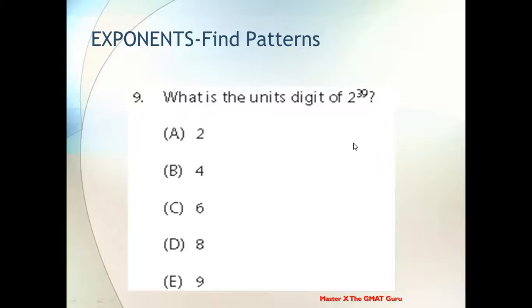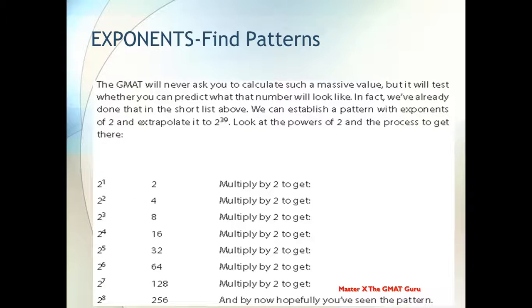But you should be able to solve it using the tactic that I'm going to show you. Now, remember that GMAT will never ask you to calculate such a massive value, but it will test whether you can predict what that number will look like, right? In fact, we have already done this before. We can establish a pattern, in this case, with exponents of 2 and extrapolate it up to 2 to the power of 39. So how do we do that?